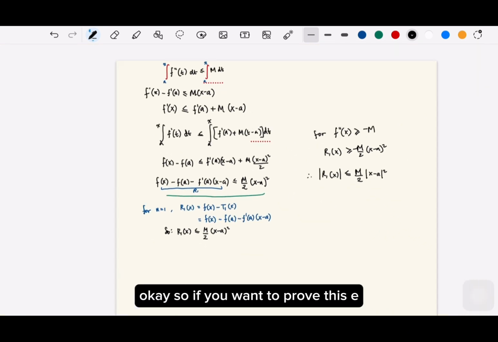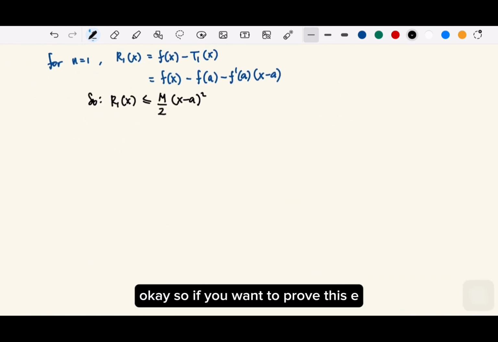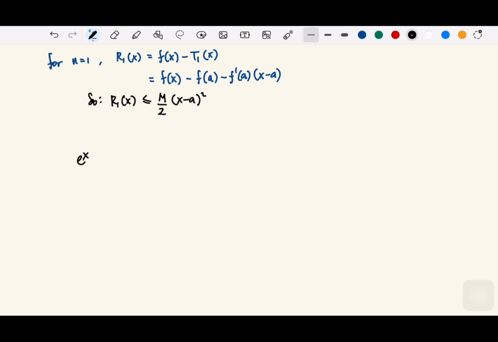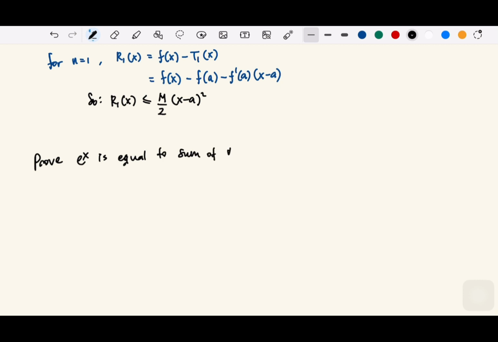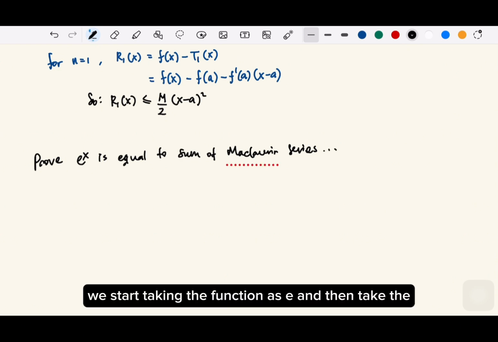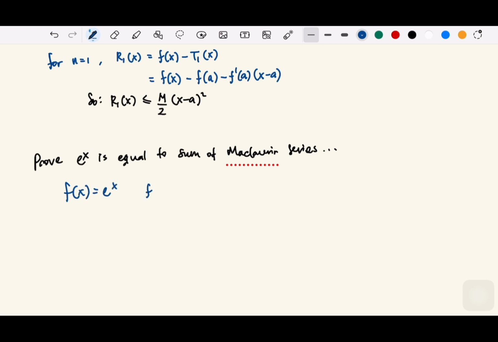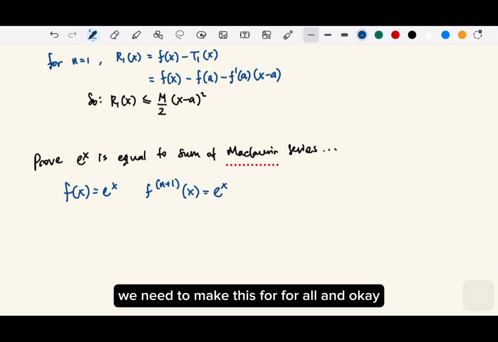Okay, so if you want to prove this, e to the x is equal to the sum of the Maclaurin series. To prove this, we start by taking the function as e, and then take this expression. We need to make this for all n.